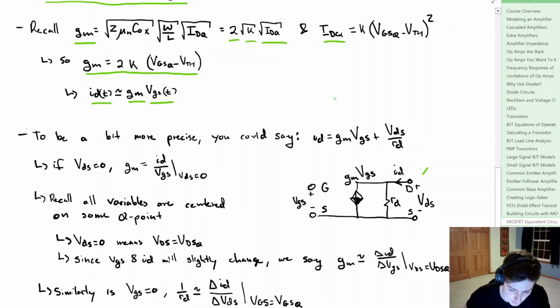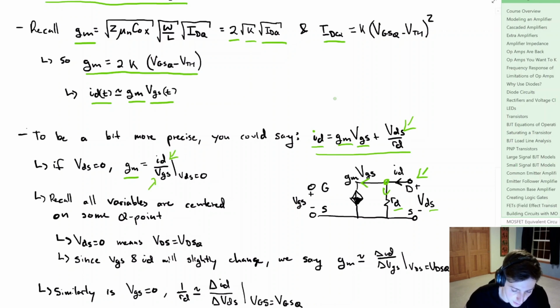If we set up a model like this, where we are going to set a KCL node right here, we can say that the current going in, i_d, is going to be equal to the current going out. So we have the transconductance times the small signal gate to source voltage, that's this current right here, plus this current, which is going to be v_ds divided by lowercase r_d. Now from this equation, if we set v_ds equal to 0, we can simply say that the transconductance is equal to i_d divided by v_gs.